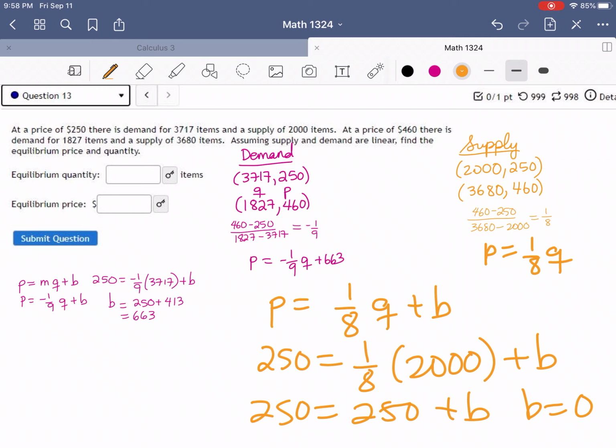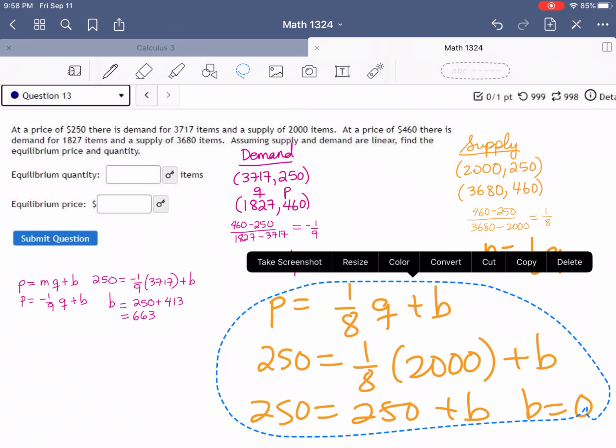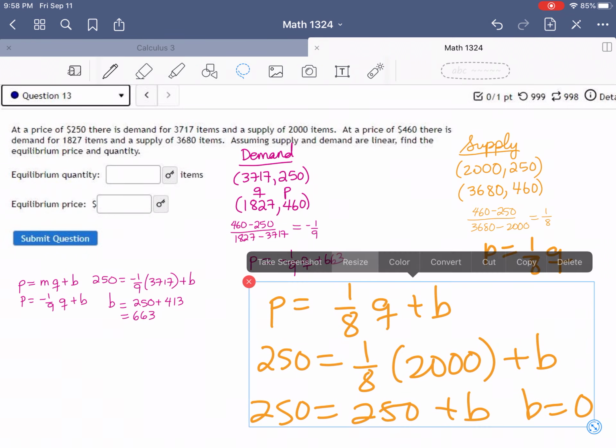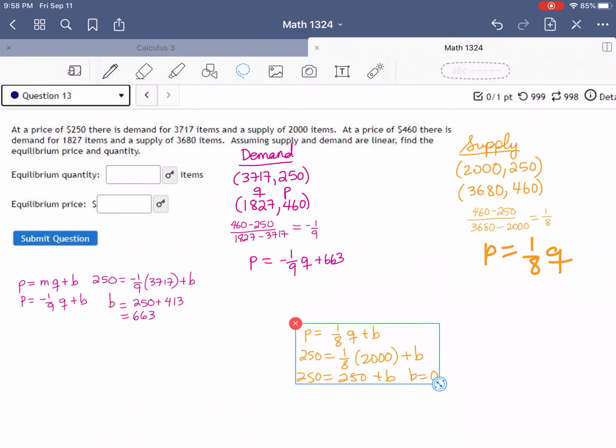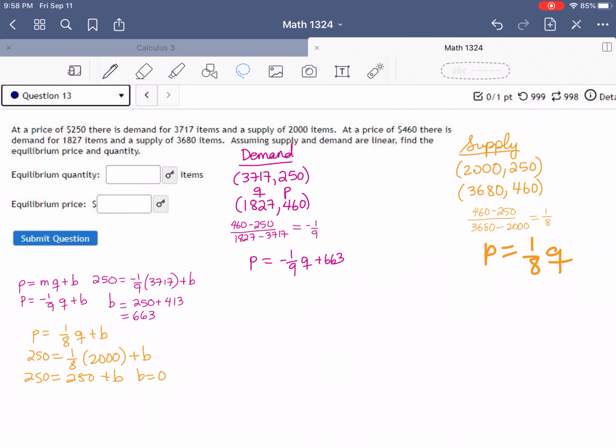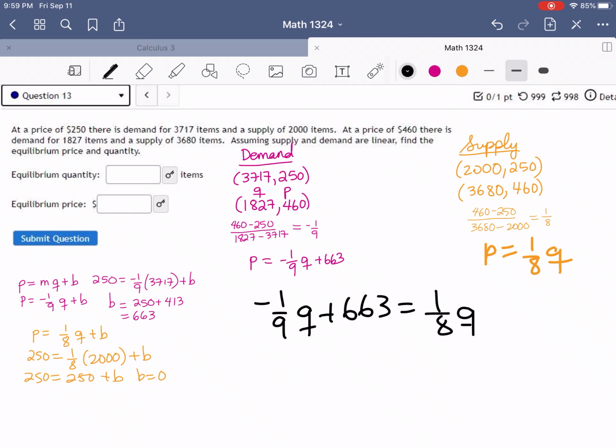All right, here we go. We're nearly there. Now we have to solve for our equilibrium. We now have our equations. We want to solve for equilibrium. And so we simply set this expression equal to this and solve for q. Negative 1/9 q plus 663 equals 1/8 q. Therefore, 663 is 1/8 plus 1/9 q.